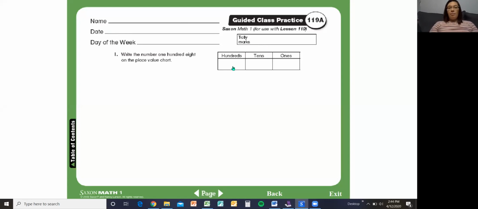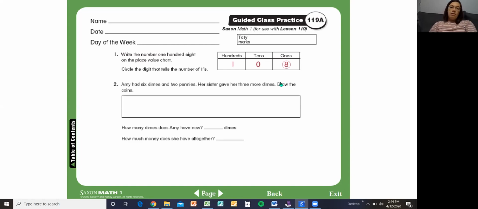Okay, we're going to write the number 108 on the place value chart. So 108. It says circle the digit that tells the number of ones. So this is hundreds, tens, ones. We're going to circle this digit right there. That tells us how many ones in the ones column.